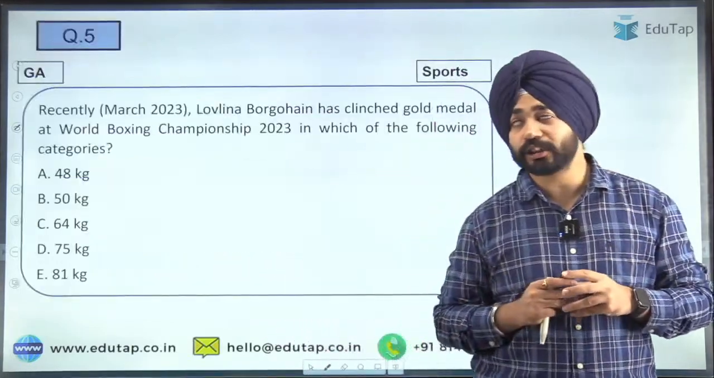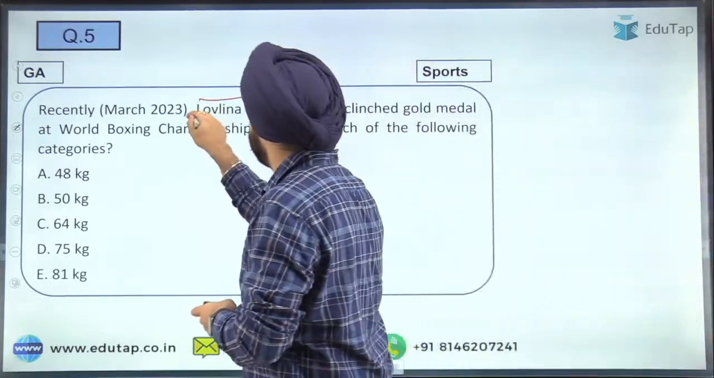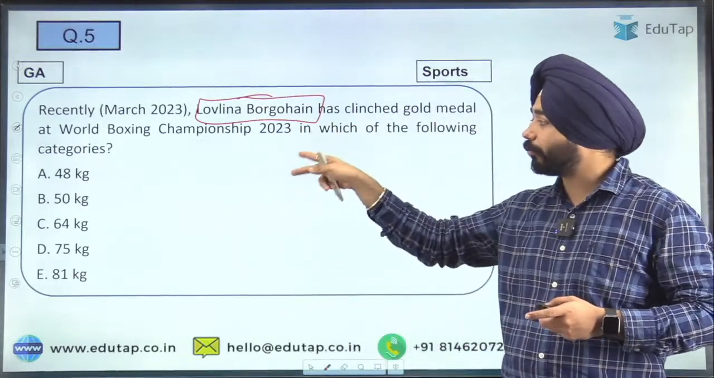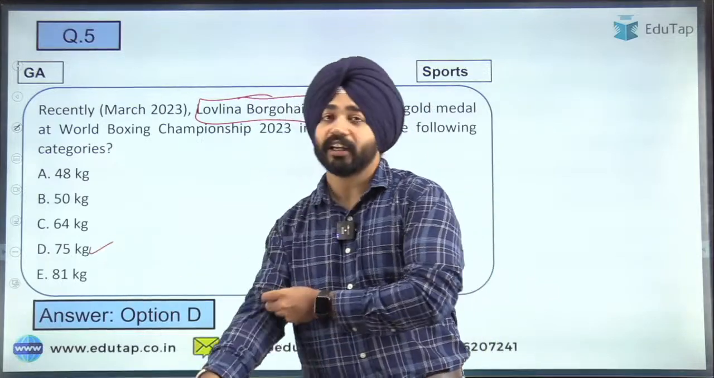Now I am asking you a question here. The question I am asking you is, what is the category of Lovlina? So what is the category of Lovlina in which she has won the gold medal? We know, we just discussed it. It says option number D, that is 75 kg.